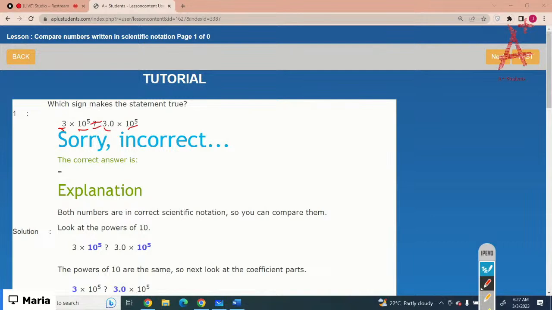First you have to look at the exponent of 10, then you have to look at their coefficients. This is like 3 times 10 exponent 5. This is the coefficient. This is the exponent. First of all, you have to compare the exponents of both the numbers. If they are the same, then you can look at their coefficients. Got it? Let's just start with the test questions.